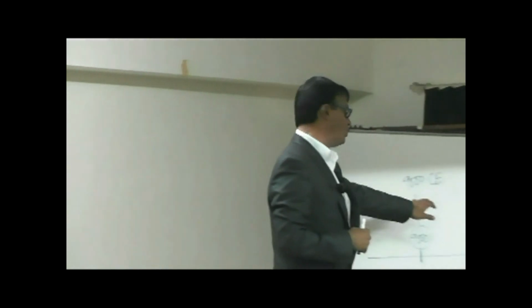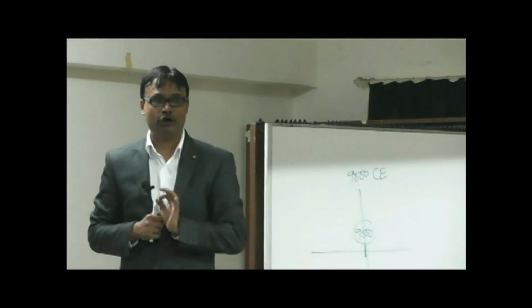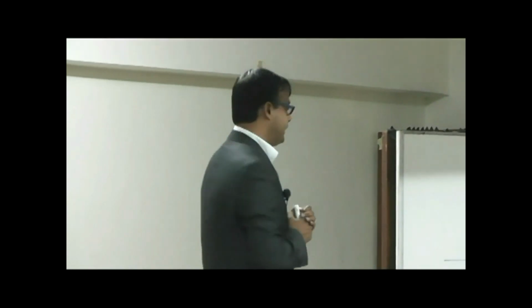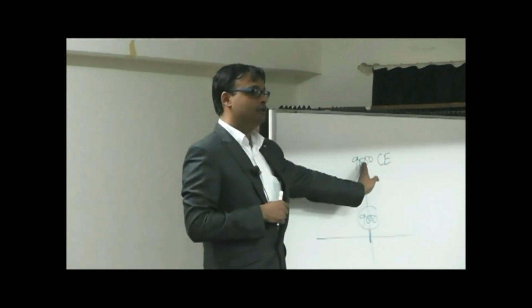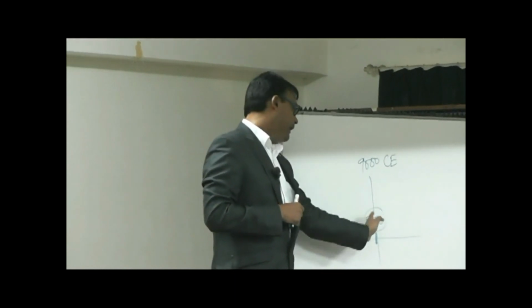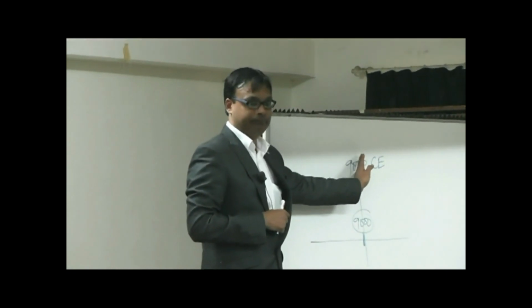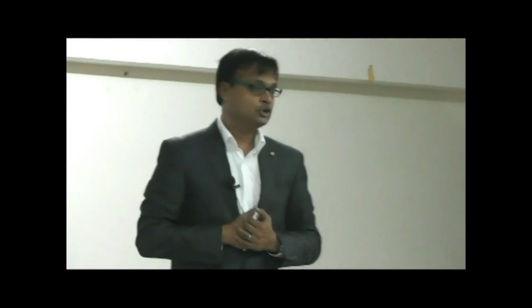So a 9,000 call, which is at the money, has a 50% chance of ending in the money and a 50% chance of ending out of the money. Why? Because if the market expires below 9,000, this 9,000 call is going to be out of the money. If the market expires above 9,000, this 9,000 call is going to be in the money. So there is a 50-50% chance of this call ending in the money or out of the money. So what do you think is going to be the delta of this particular call option?